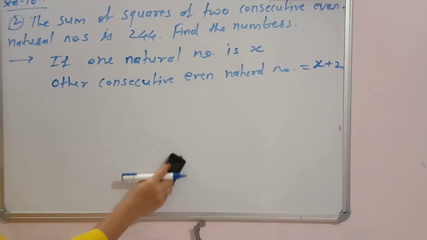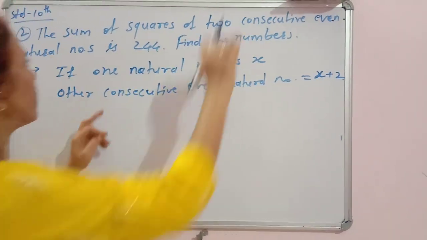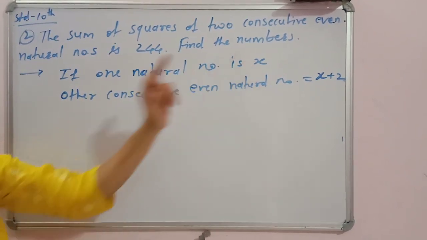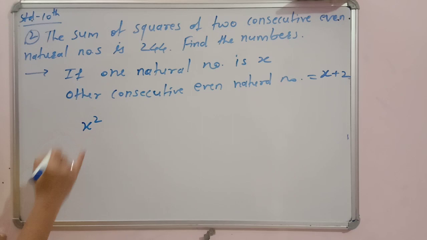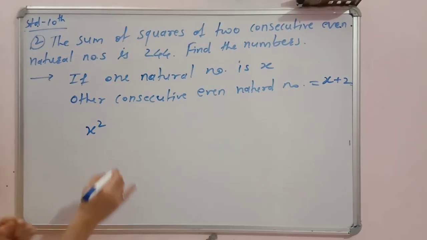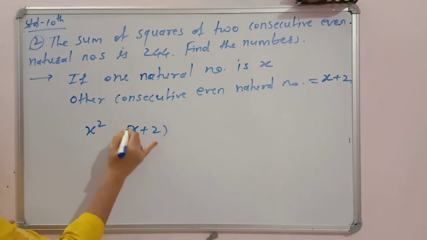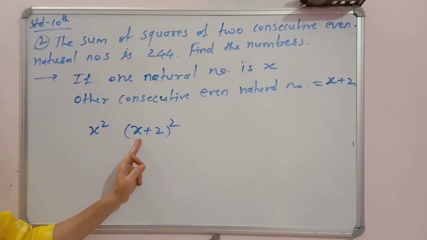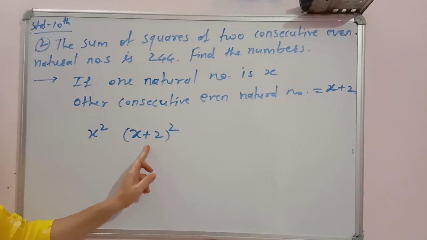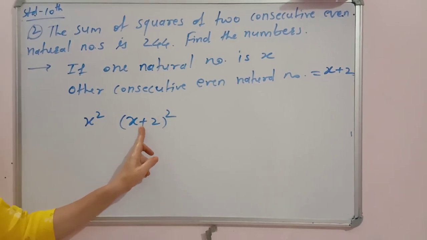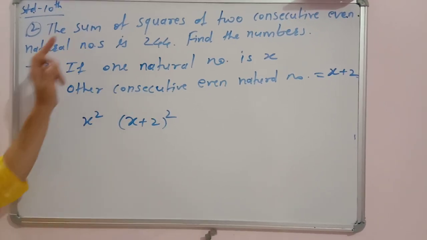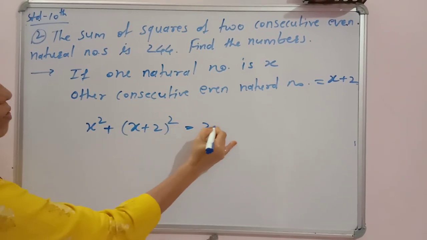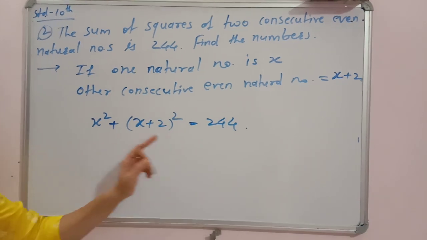So now we have to find the numbers. What is the condition? The sum of squares of these two numbers. The square of the first number is x square. The square of the second number is (x plus 2) whole square. I have to use a bracket because this is not a single term; these two terms are joined by a plus sign. The sum of these two squares is 244. So I have prepared a quadratic equation.